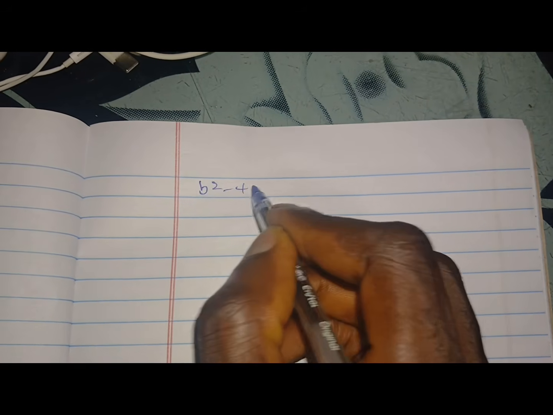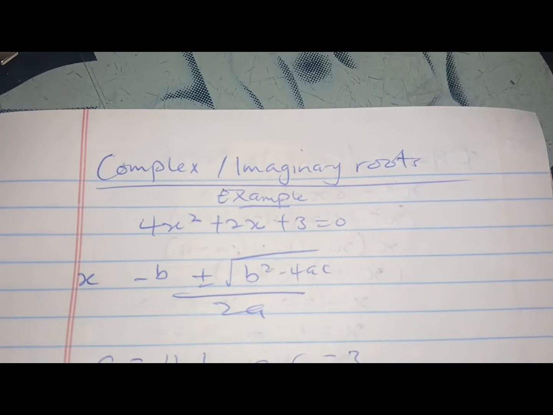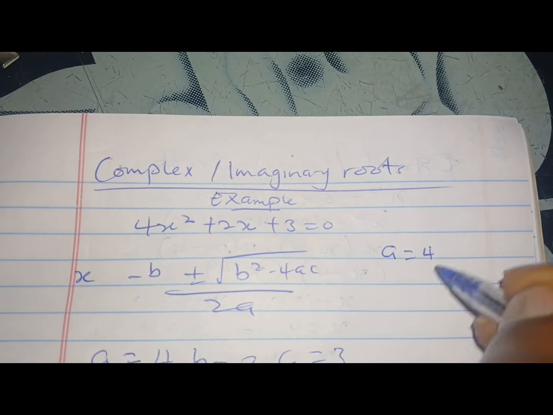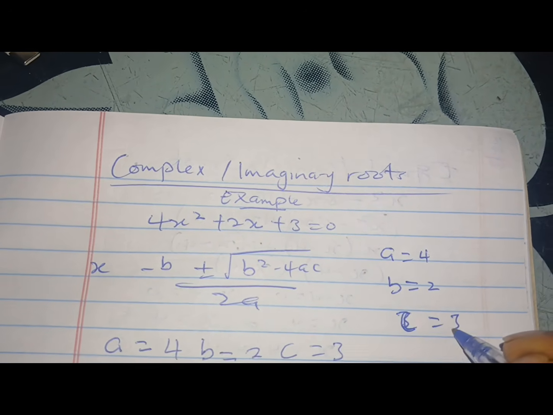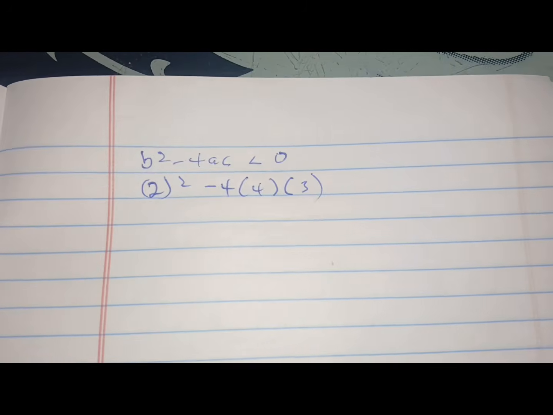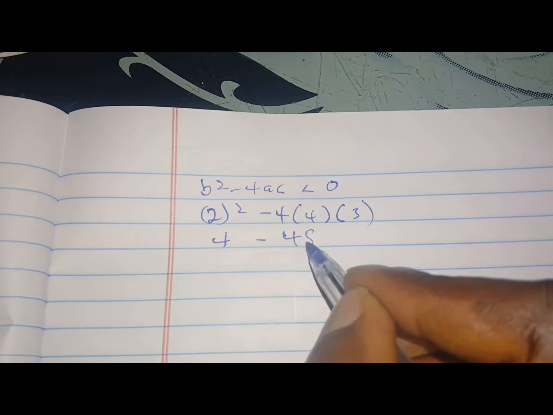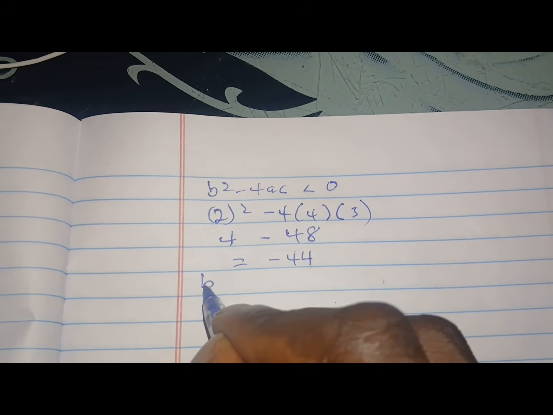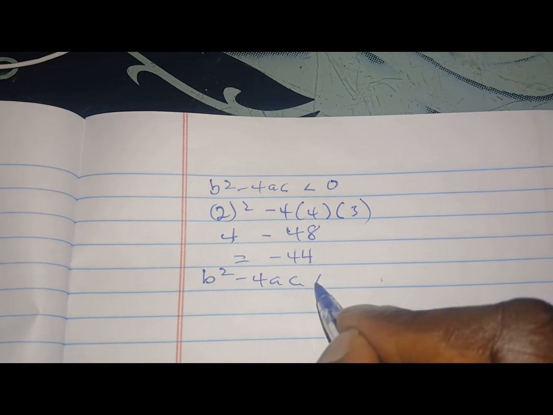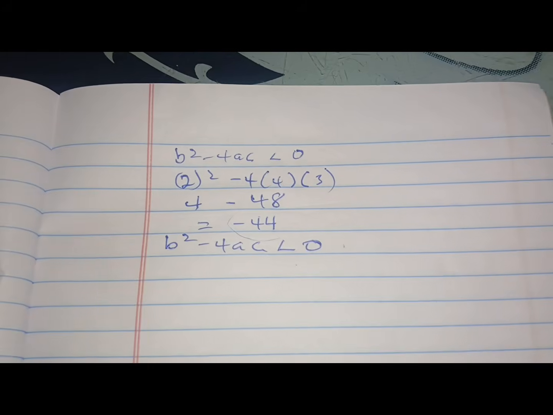Complex or imaginary root, we said that b squared minus 4ac should be less than 0. So in this case, our a is 4, b is 2√3, and then c is 3. So let's go and put that in. So 4 minus... we said that b squared minus 4ac when it's less than 0. After solving this, we realized that we had minus 44, and that is less than 0.